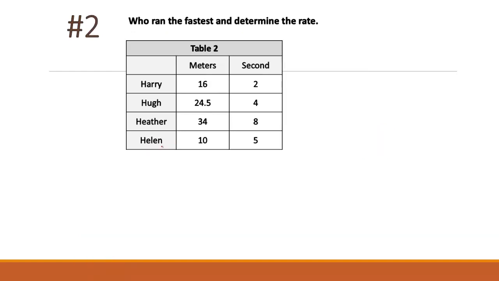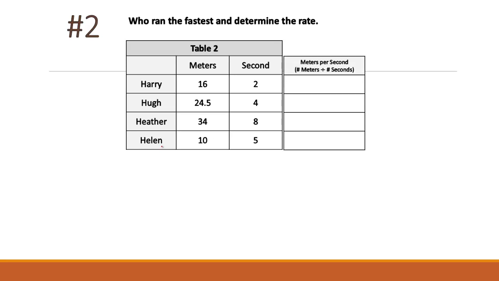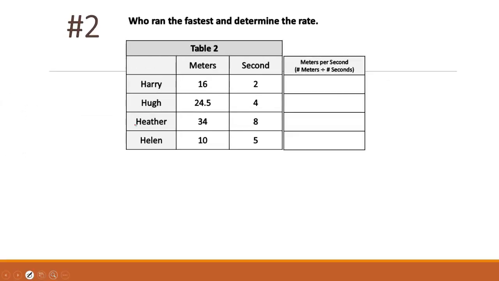Who ran the fastest and determine the rate. So all you're going to be doing is, again, let's look at this a little bit closer. Our answer is going to be in meters per second, which is the number of meters divided by the number of seconds. So we've got 16 divided by 2, 8. 24.5 divided by 4 is 6.125. 34 divided by 8 is 4.25. And 10 divided by 5 is 2.